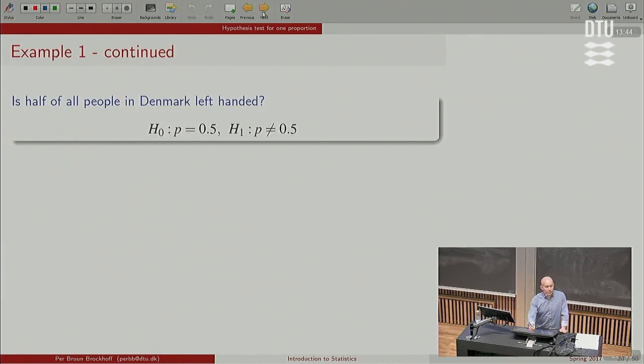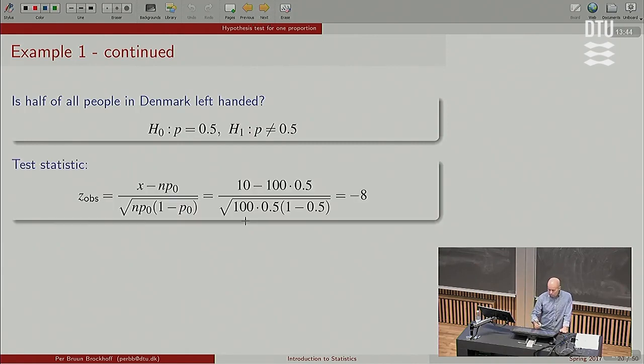Is half of all people in Denmark left-handed? That could be the hypothesis. What do you think the result will be? Let's see. We compare the 10 with the expected out of 100. That's 50. That makes 40 divided by the standard deviation of the binomial. That makes a standardized test statistic of -8. Is -8 an extreme value in a standard normal distribution? Yes, it is, right? Standard normal is ±2 for 95%, ±3 is 99 point something percent. So -8 is extremely extreme. So data is far, far away from this hypothesis.